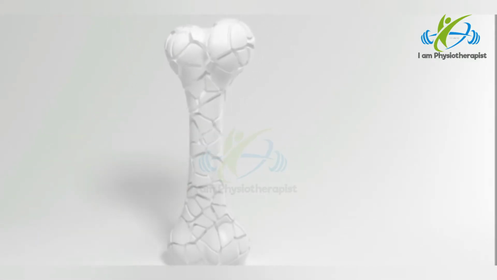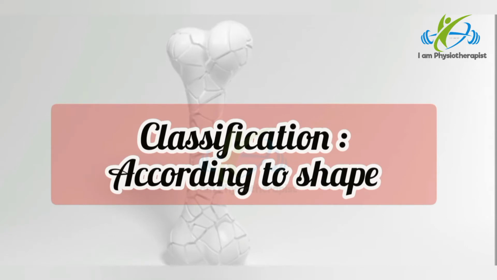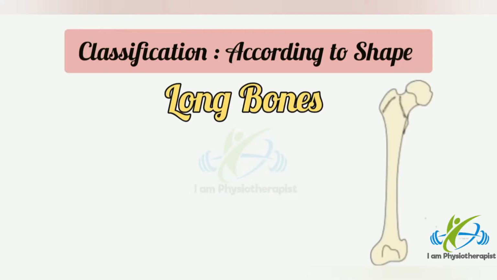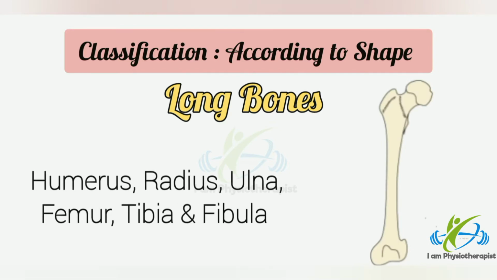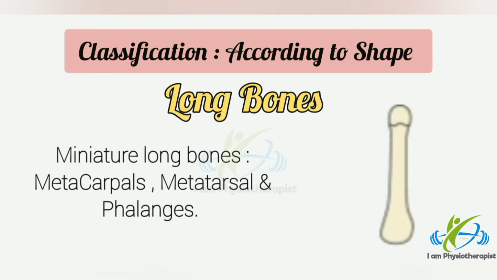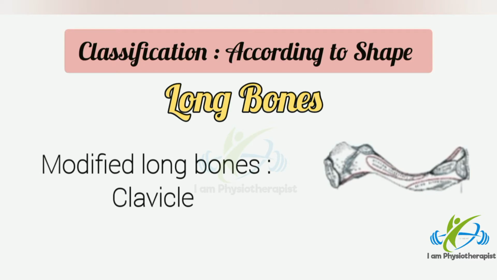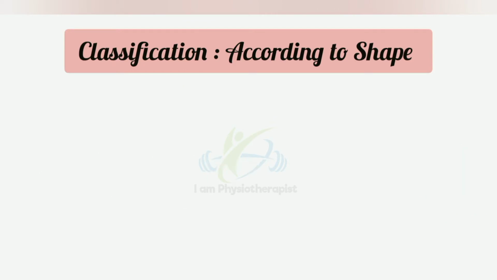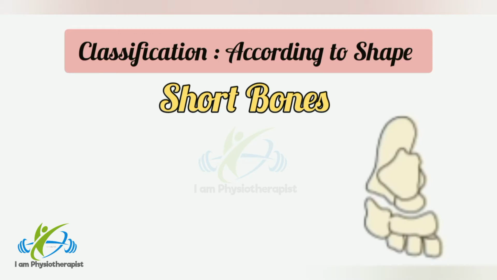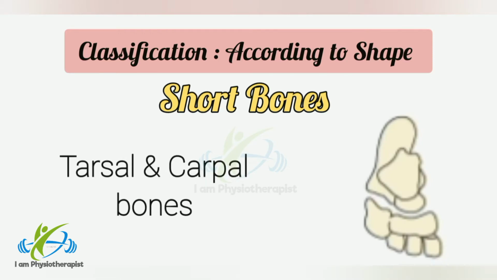Classification of bones. According to the shape, bones are classified into 8 types. Long bones, like humerus, radius, ulna, femur, tibia and fibula. It also includes miniature long bones, which have only one epiphysis, like metacarpals, metatarsals and phalanges, and modified long bones, which have no medullary cavity, like clavicle. Short bones. It includes tarsal and carpal bones.